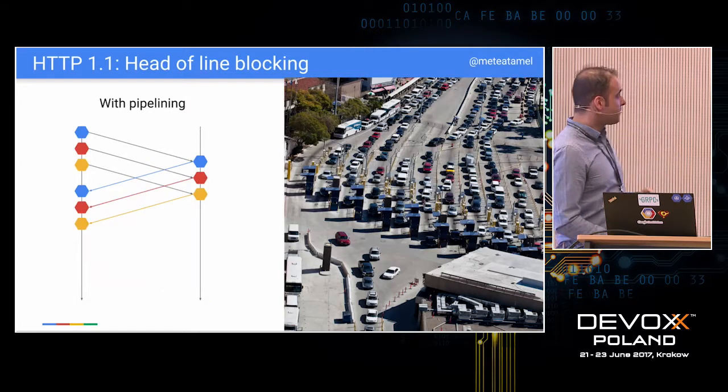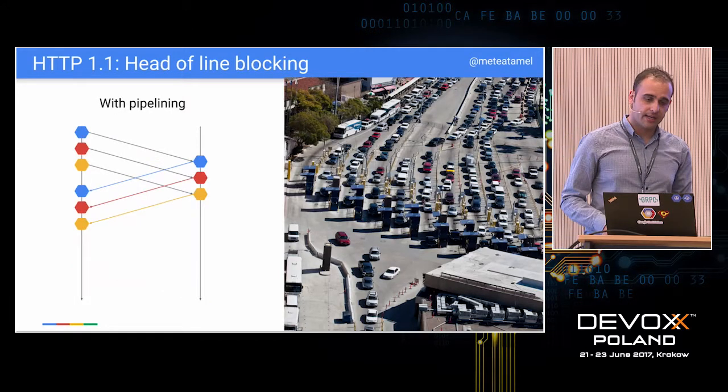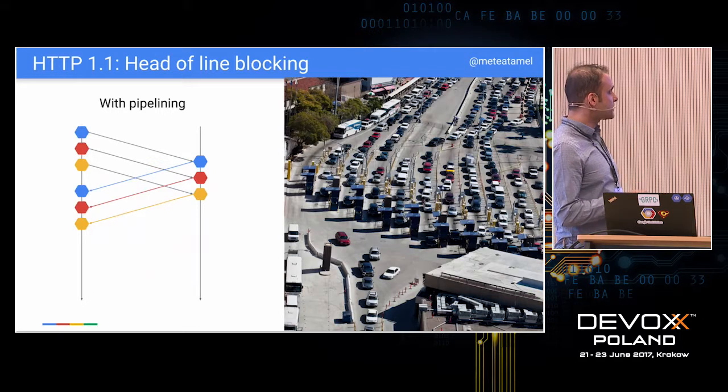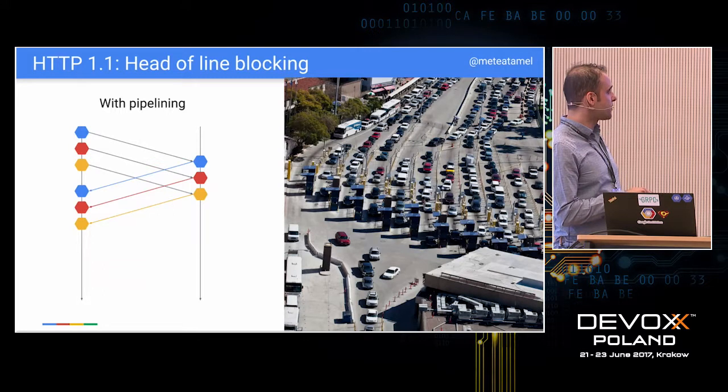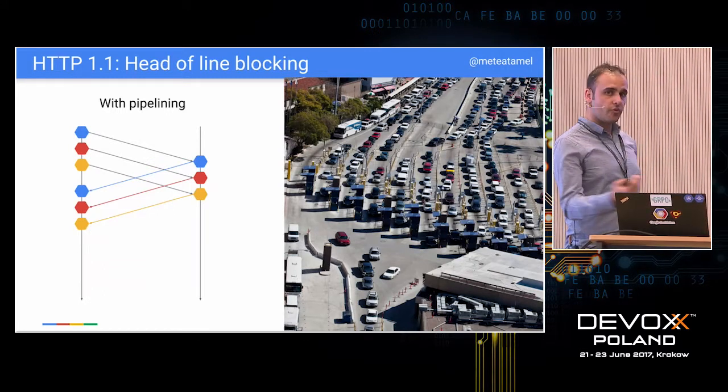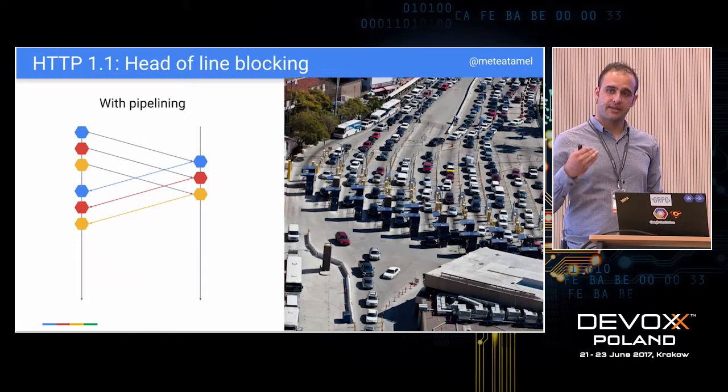Now, in HTTP 1.1, we introduced pipelining. So in pipelining, the idea is that you send requests without having to wait for the responses. So it kind of looks like this. So you send multiple requests. But then the problem is the responses, they still have to come back in the same order.